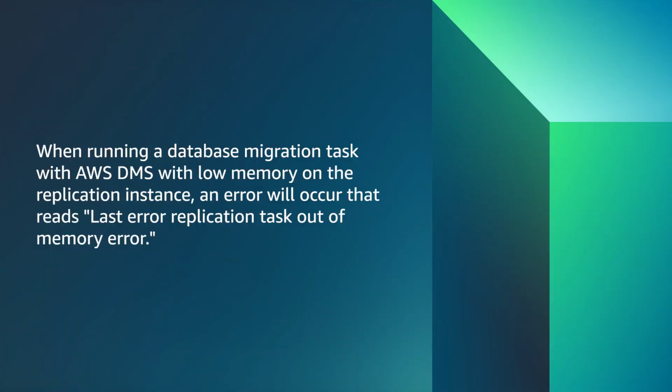Today, I'm going to show you how to troubleshoot the "Last error: Replication task out of memory" error when using AWS Database Migration Service. Let's get started. When running a database migration task with AWS DMS with low memory on the replication instance, an error will occur that reads "Last error: Replication task out of memory error."